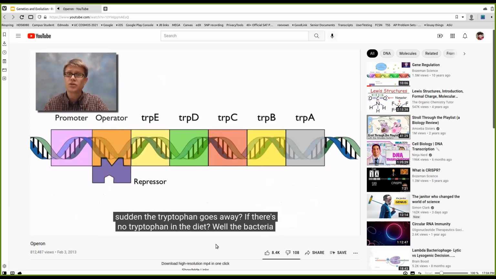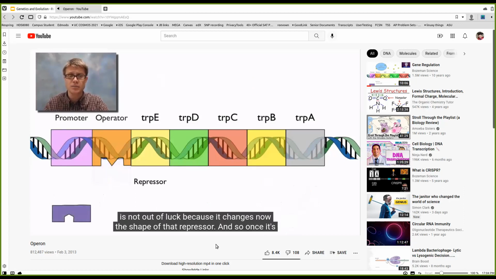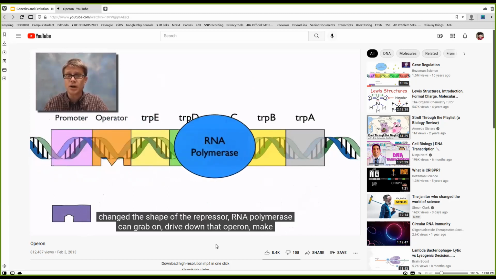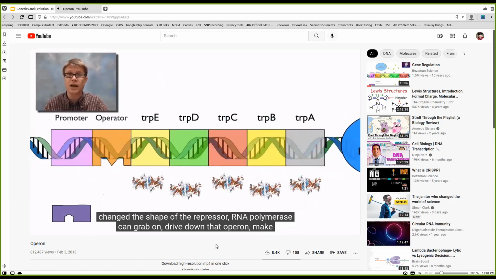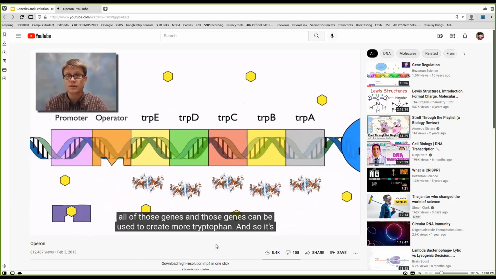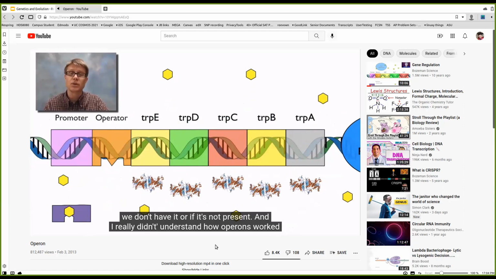What happens if all of a sudden the tryptophan goes away? If there's no tryptophan in the diet, well, the bacteria is not out of luck, because now the shape of that repressor changes. And so once it's changed the shape of the repressor, RNA polymerase can grab on, drive down that operon, make all of those genes, and those genes can be used to create more tryptophan. And so it's a great kind of feedback loop. So in a Lac Operon, we're going to turn it on if we want to break down lactose. In a trp operon, what we're going to do is create tryptophan if we don't have it or if it's not present.